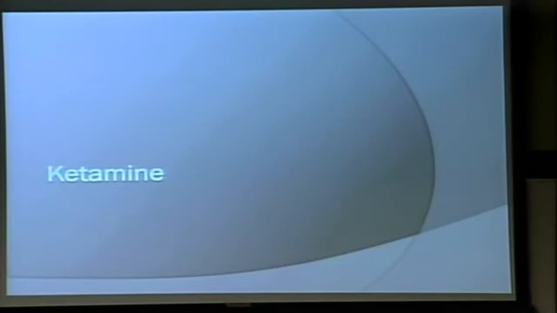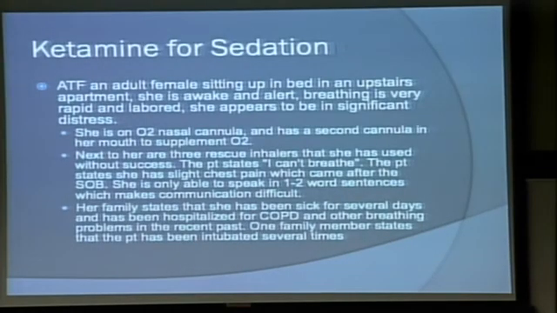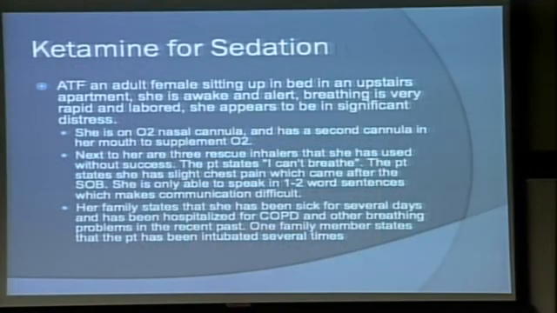All right, I have to do a little ketamine thing here. Okay, I arrived to find an adult female sitting up in a bed in an upstairs apartment, awake, alert, breathing very rapid in labor, appears to be in significant distress. She's on O2 nasal cannula, has a second cannula in her mouth to supplement O2. So this is a real case.